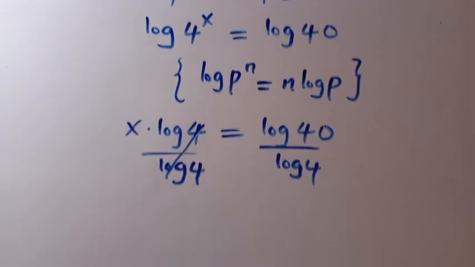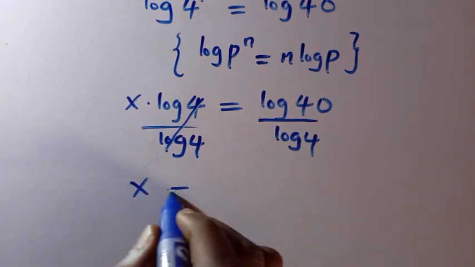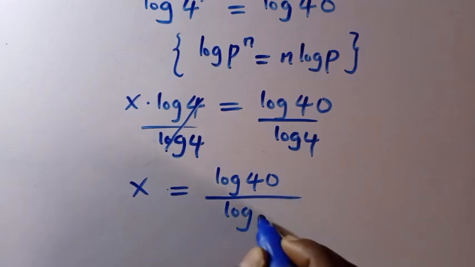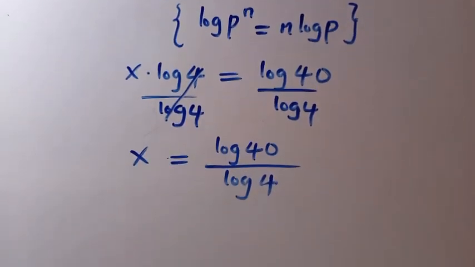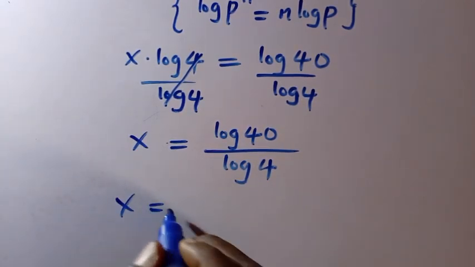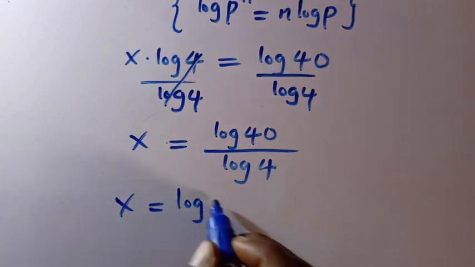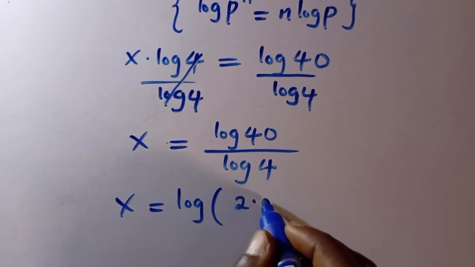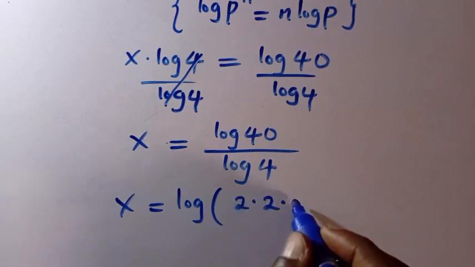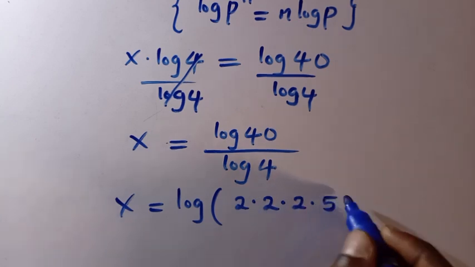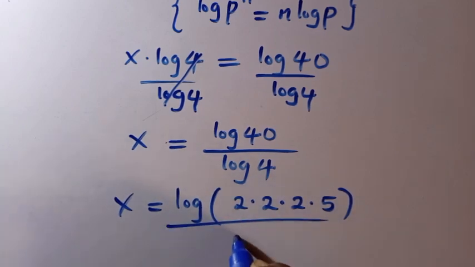So when log 4 cancelled log 4, we have our x equals log 40 divided by log 4. Then from here, you can see this as, if you have x equals, so this 40, we write this 40 as 2 multiplied by 2 multiplied by, so here is 4, then multiply by 2, so multiply by 5, divided by log 4.